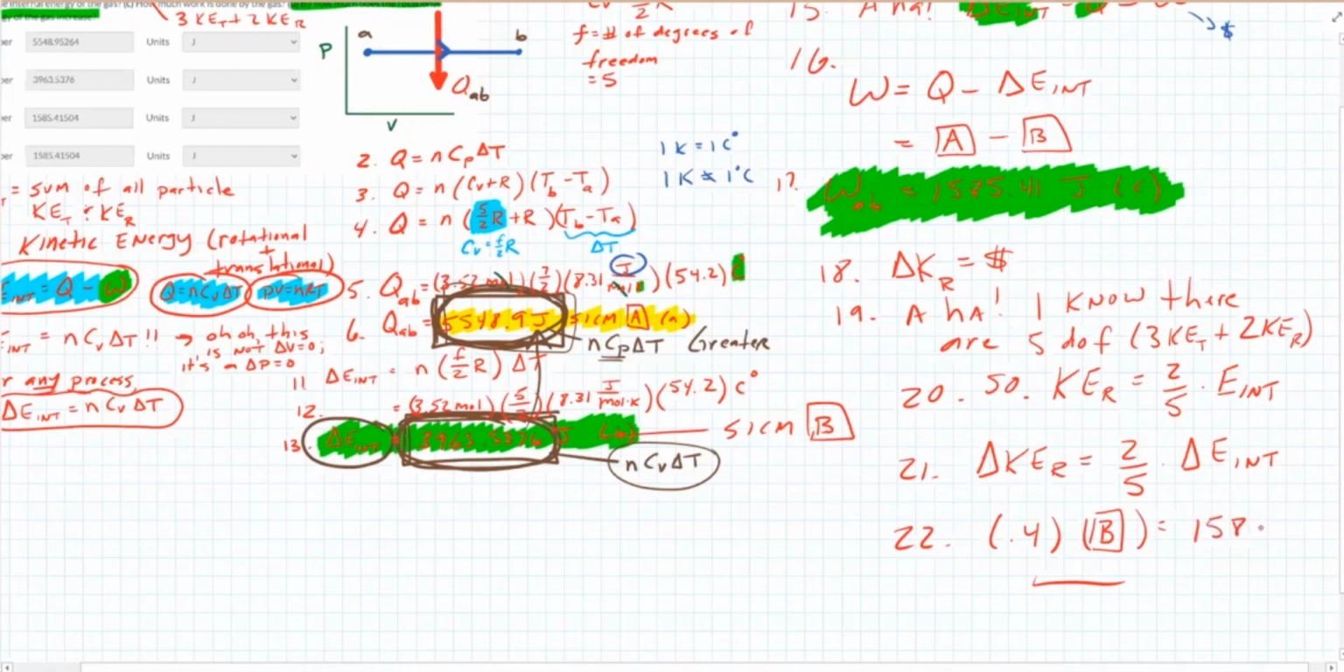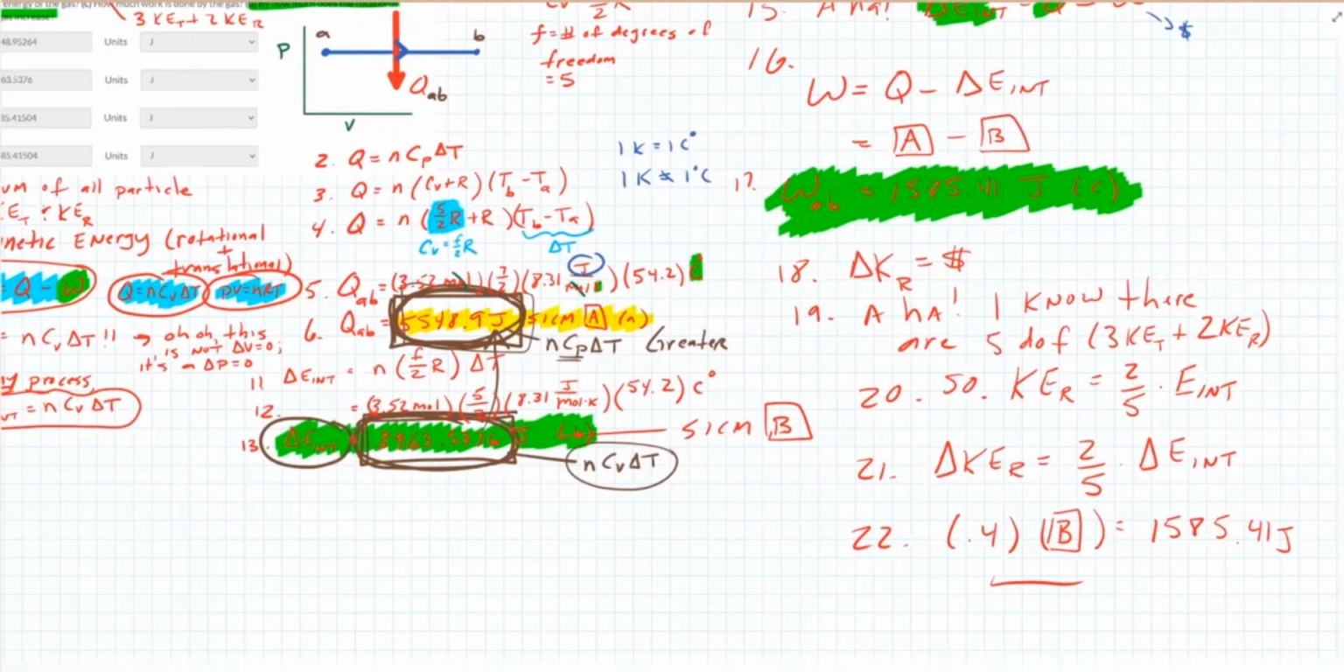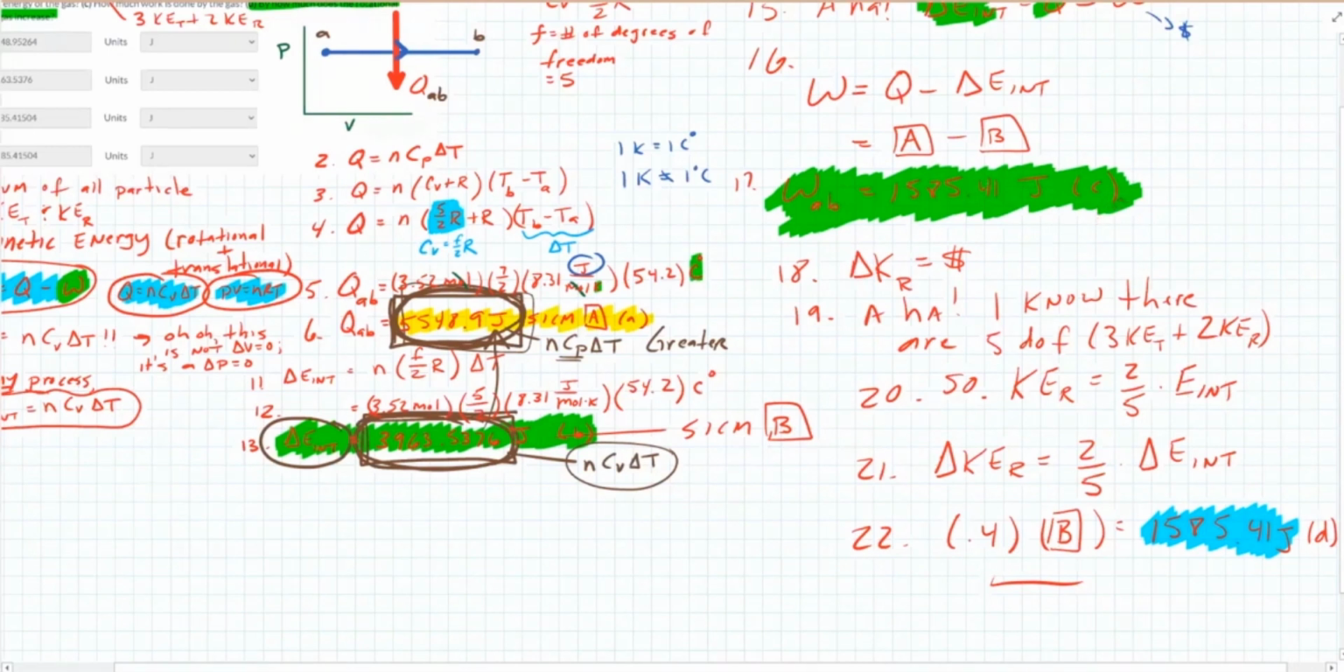It's interesting why this number is exactly the same as part C, the last number, 1585.41 joules. And to be honest, I need to think through that. I need to take a minute, or maybe you need to take a minute. It'll be interesting to think about why that is the case, because this is the answer to part D. The question is, why is the change in rotational kinetic energy the same as the work done? That's interesting. So is it coincidence? I think not.